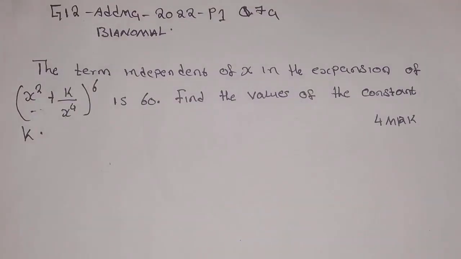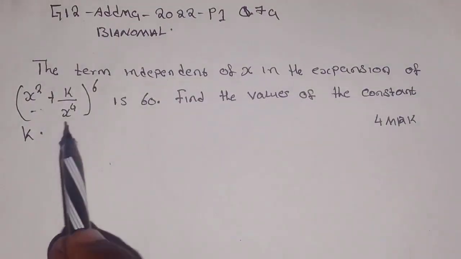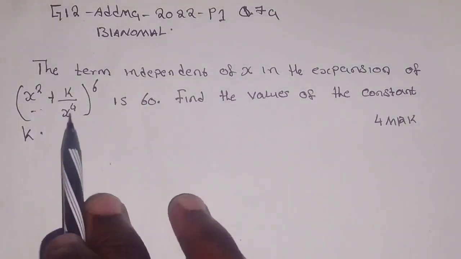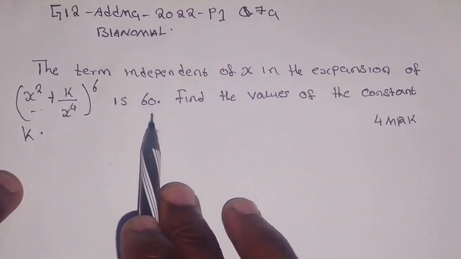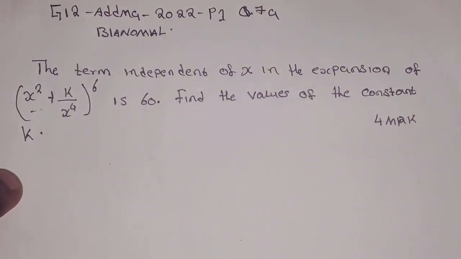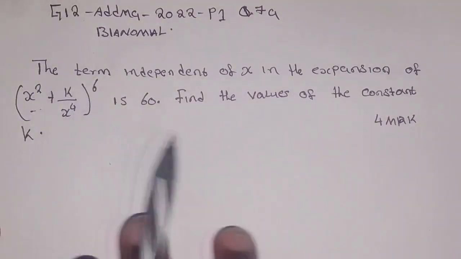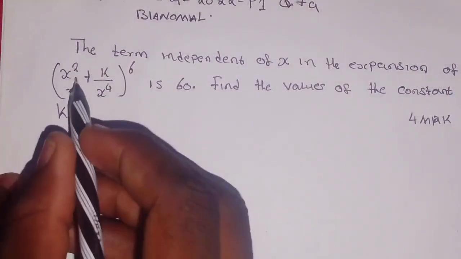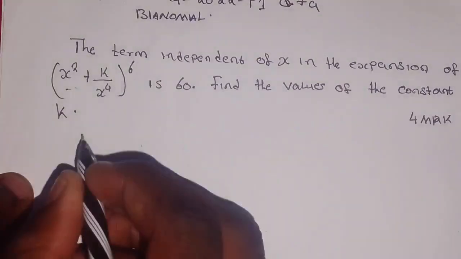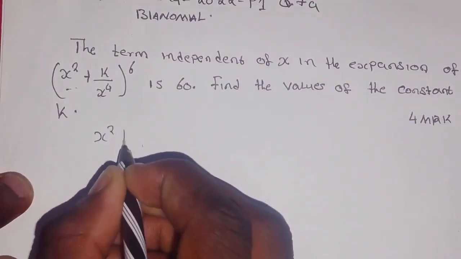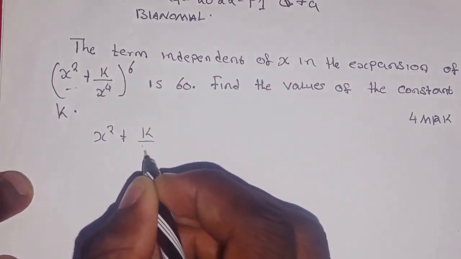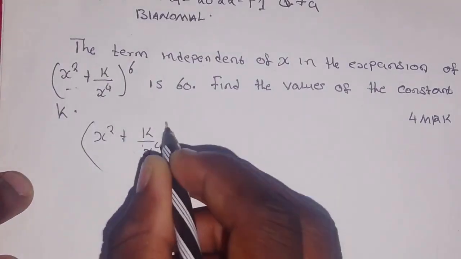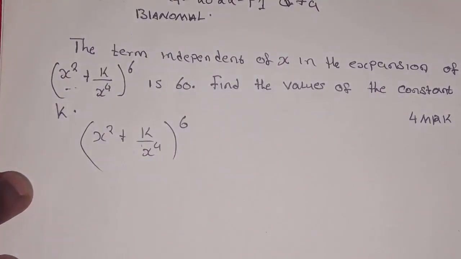So they have told us to find the value for k, given that the term independent of x in the expansion of this is 60. Since we have been given the term independent of x, it is easy for us to find the value of k. First of all, we're going to rewrite this so that we don't get confused. So we have (x squared plus k over x to the power 4), to the power 6.